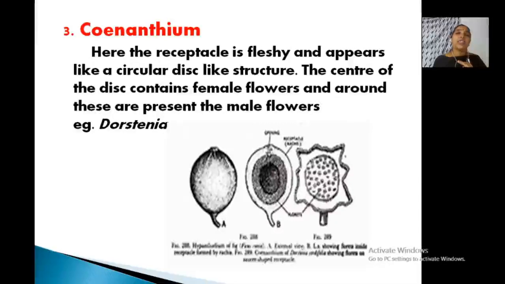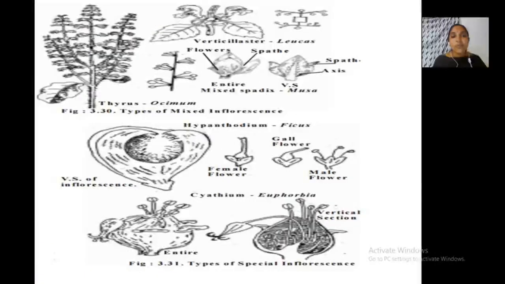So, this may be asked for questions, maybe essay type, 3 marks questions, etc. So, a very, very important part I have discussed today. So, once again, in conclusion, this is a thyrsus, Ocimum thyrsus. Then, this is the hypanthodium cut open. Okay, this is the cyathium cut open.